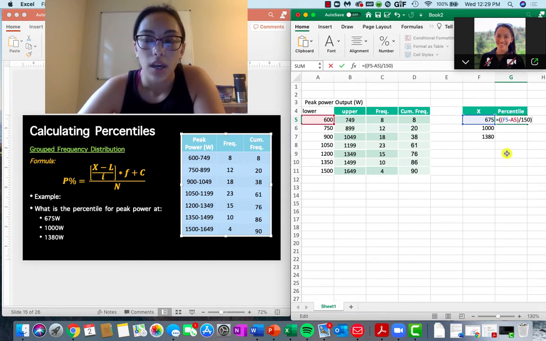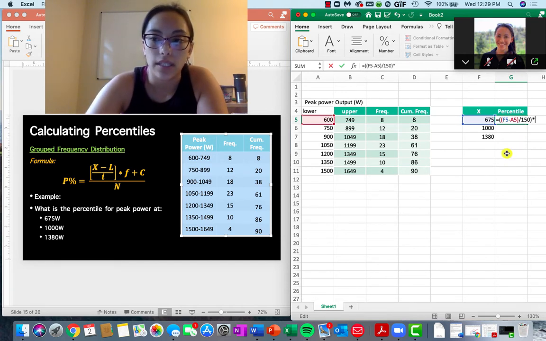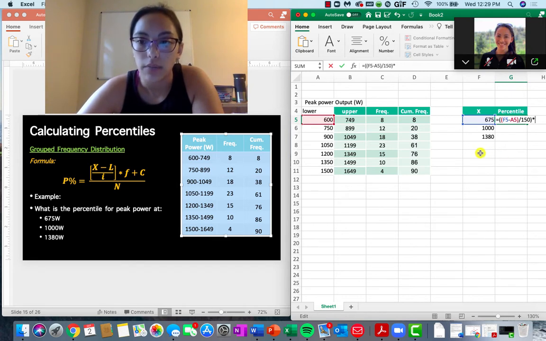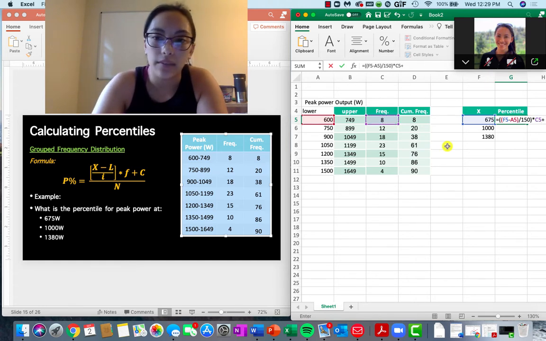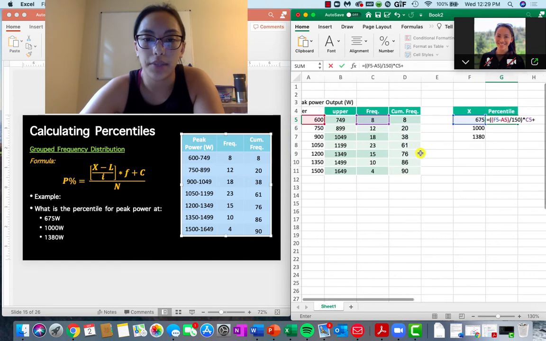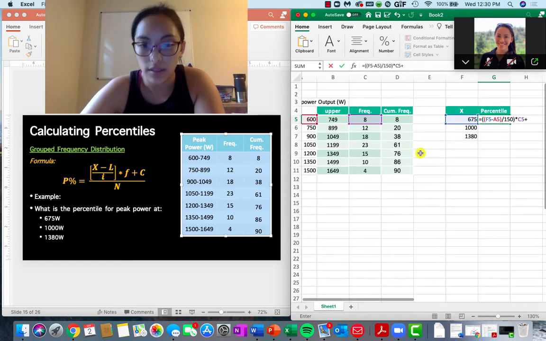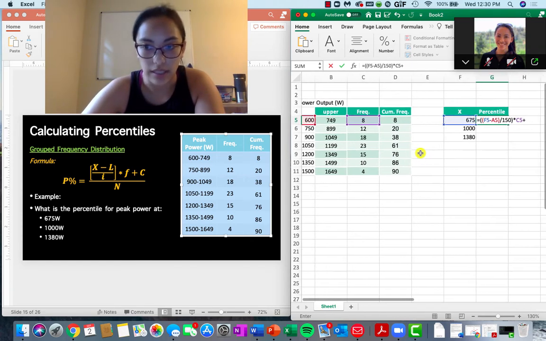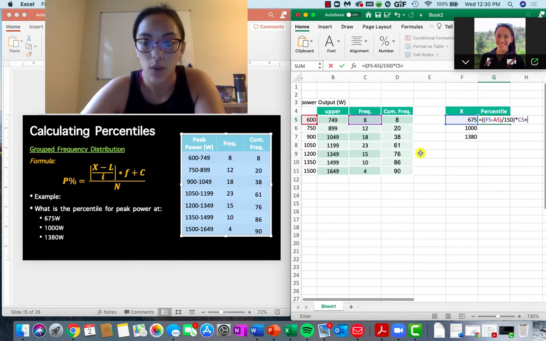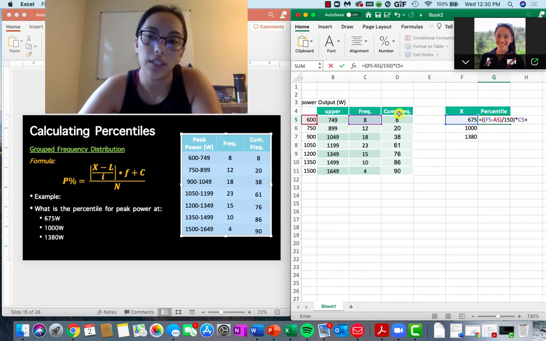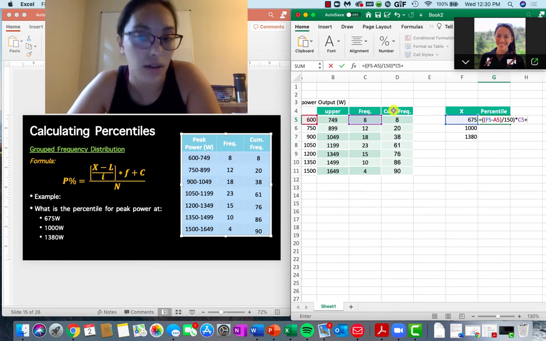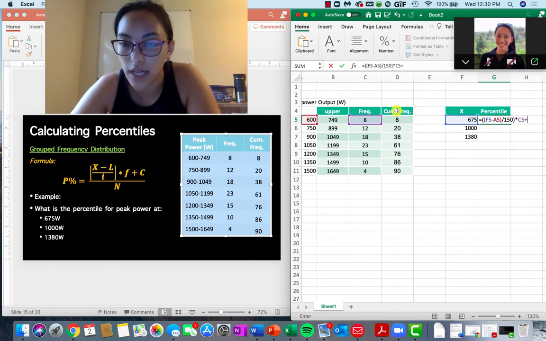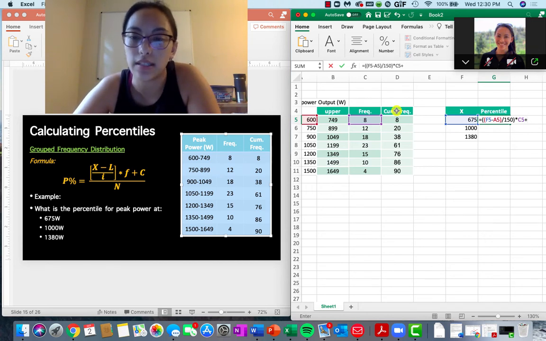Okay, we then have to multiply by the frequency of the group in which 675 lies within. So that would be 8. Okay, and then we add the cumulative frequency of the group that is worse than the group that 675 lies within. Well, if you think about it, if there's nothing worse than this group, cumulative frequency, we don't ever talk about it, but it starts at 0, right? Because we're saying nobody exists at the 0th percentile.